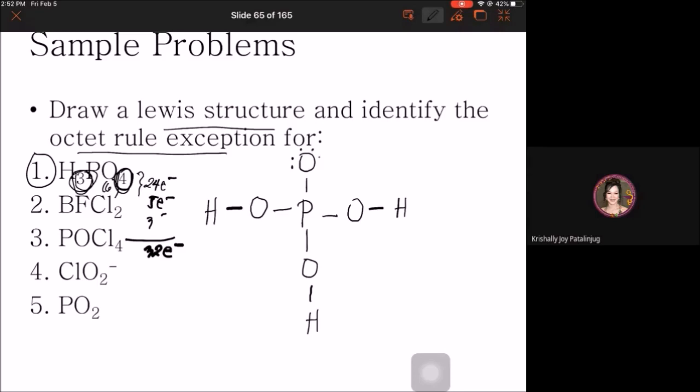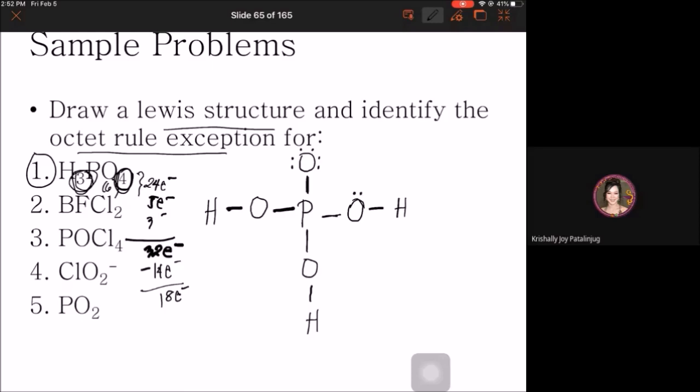So, 1, 2, 3, 4, 5, 6. Okay? Then, wait, hindi pa 32. Total pa man eh, di ba? Minus pa. Minus, ilan ba to? 2, 4, 6, 8, 10, 12, 14. So, minus 14, that would be 18 ba? Okay, 18 electrons. Okay? So, distribute natin yung 18.